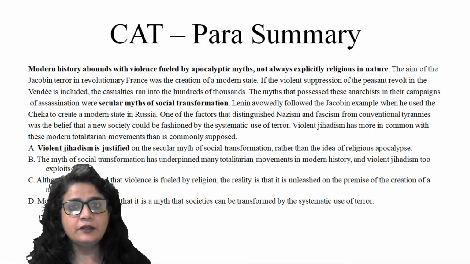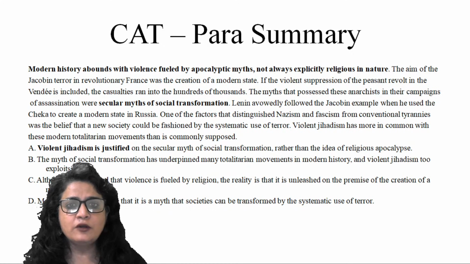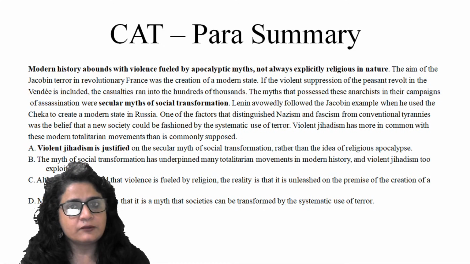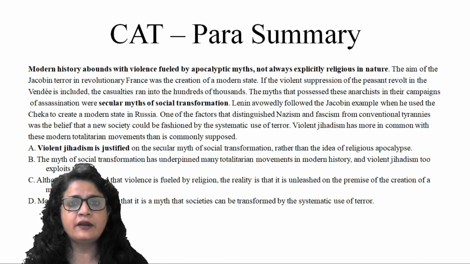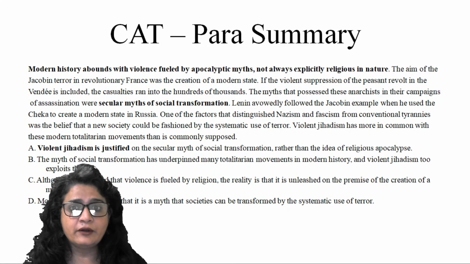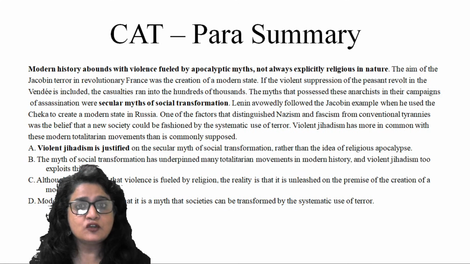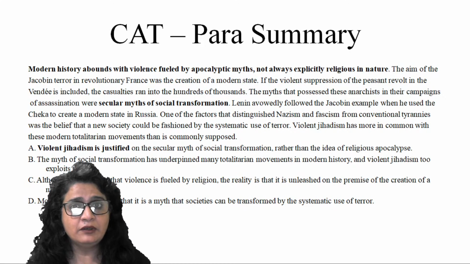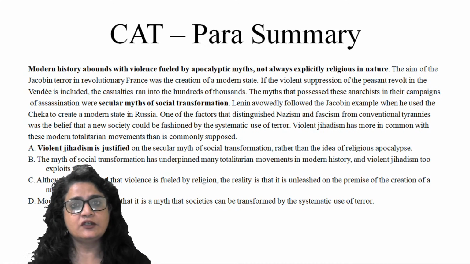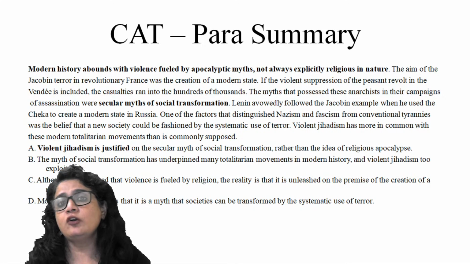Okay, so the passage goes, modern history abounds with violence fueled by apocalyptic myth, not always explicitly religious in nature. So here the author says there are plenty of examples in modern history where violence was triggered by apocalyptic myths, that the world is coming to an end. So this myth was perpetuated by people in order to trigger violence. Not always explicitly religious in nature. So these apocalyptic myths, which were propounded by these people, were not always religious in nature.